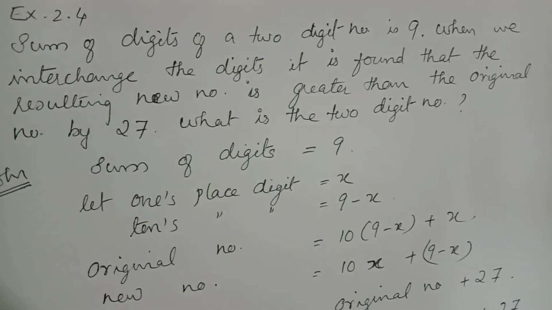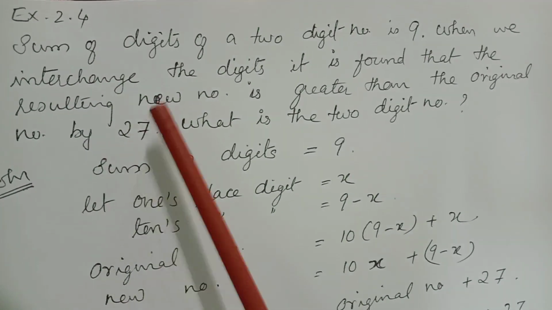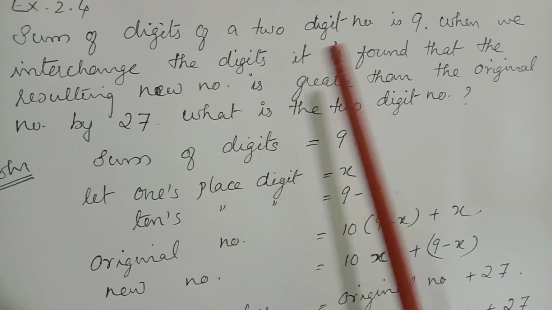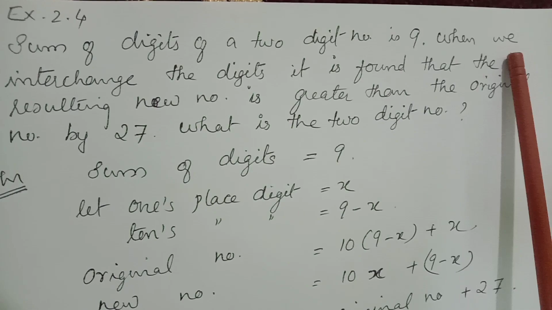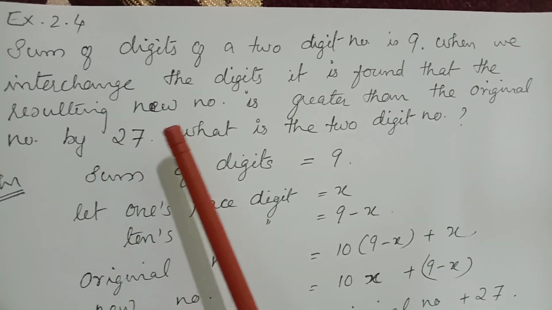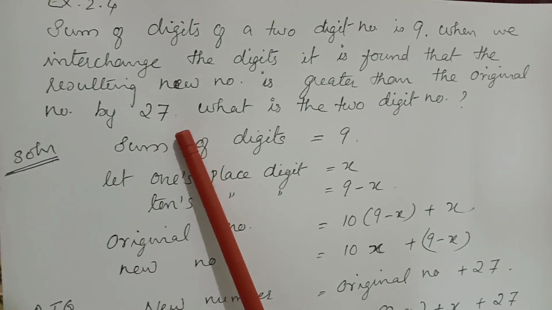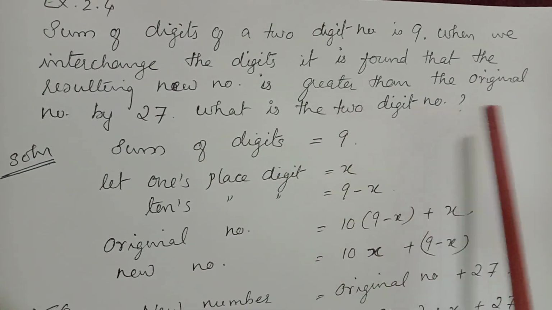Let us clear this concept with an example. This question is from exercise 2.4. The sum of the digits of a two-digit number is 9. When we interchange the digits, it is found that the resulting new number is greater than the original number by 27. What is the two-digit number?